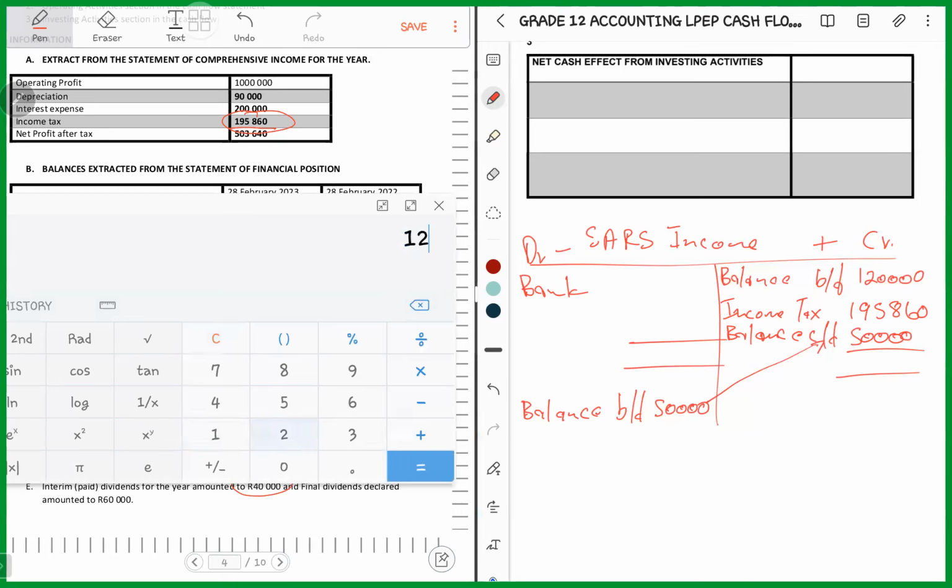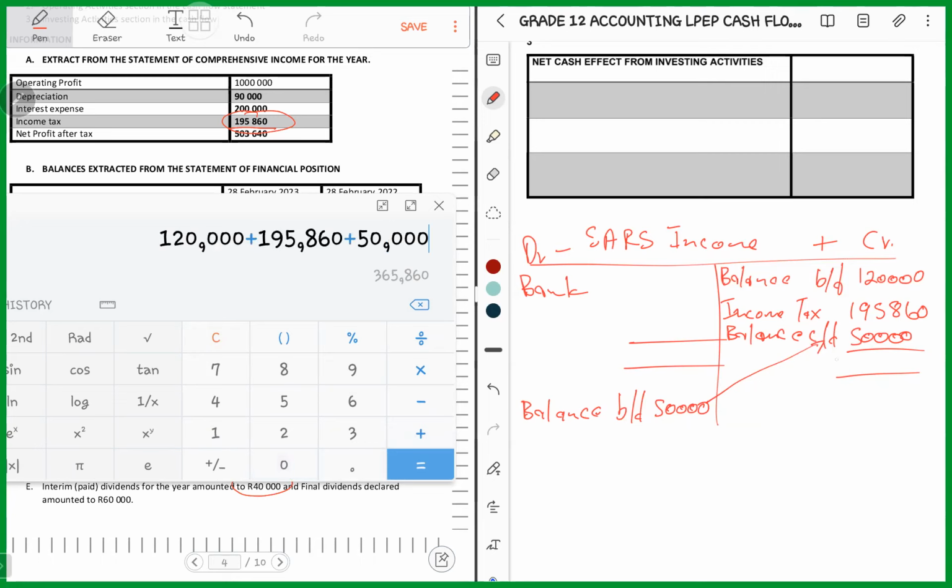So it will be 120,000 plus 195,860 plus 50,000. That gives us 365,860. Then we bring it here, 365,860. This means that the income tax paid for the year is 365,860.